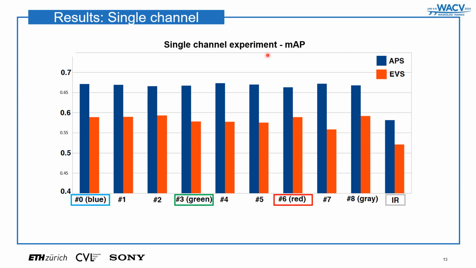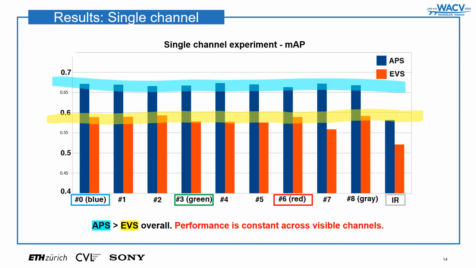Here we can see the mean average precision of all the different single channel models we trained. From left to right, we can see the 8 bands of the multispectral camera, the grayscale channel here, and the infrared channel from the second camera. In blue, it's the APS models, and in red, it's the event-based models. Of course, the higher the metric, the better.